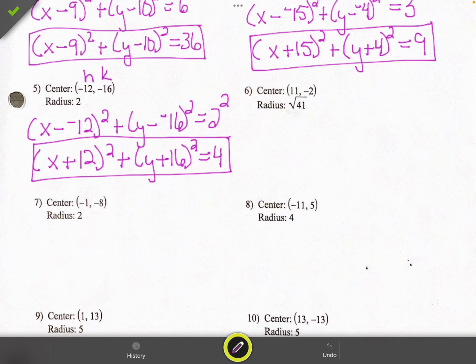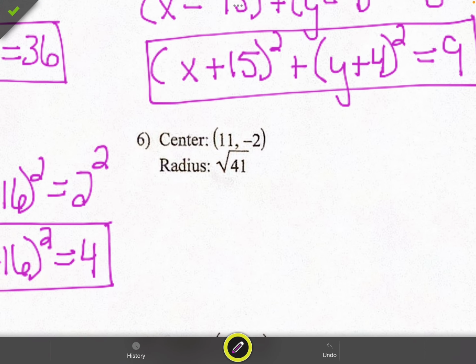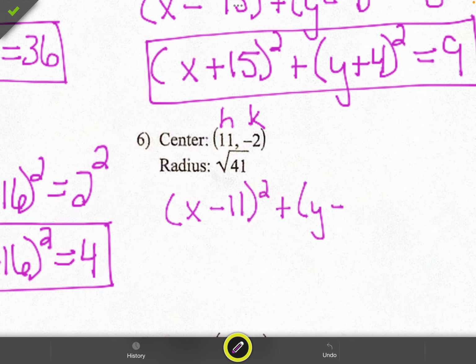Now, if we look at number 6, you probably noticed your radius looks a little different. We're still going to drop in h and k, so x minus 11 squared plus y minus negative 2 squared equals, now this time my radius is a square root. That's okay. We're going to put the square root of 41. We're still going to square it because that's our equation of a circle.